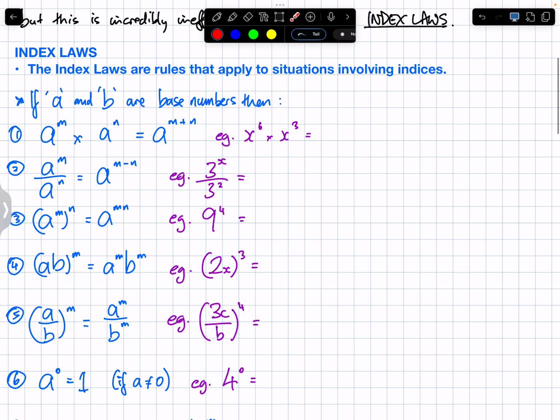So we have a bunch of index laws that apply to situations involving indices. If A and B are base numbers, do you remember seeing this law last year? If you've got the same base number and you're multiplying them, what do I do with the powers? I add them together. So in this situation, what is the base number that I've underlined here? X. And I'm multiplying them. So what do I do with those powers? X to the 6 times x to the 3 is x to the 6 plus 3, which is 9. That is your shortcut, okay? So a couple of moments to get that first one down. We'll work our way down.